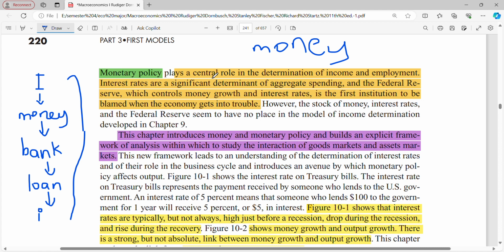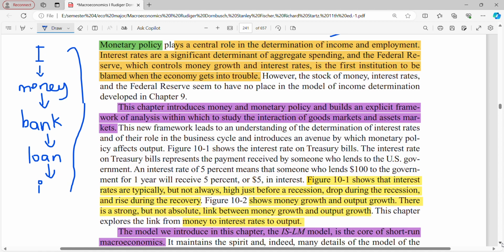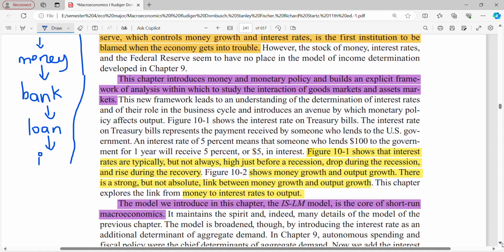Central bank. Okay. So interest rates are a significant determinant of aggregate spending, and the Federal Reserve, which controls money growth and interest rate, is the first institution to be blamed when the economy gets in trouble. That is, interest rates determine aggregate spending, and central banks control the money growth and interest rate. That's it. In this chapter, we'll be studying money and monetary policy, and also the interaction of goods market and asset markets.